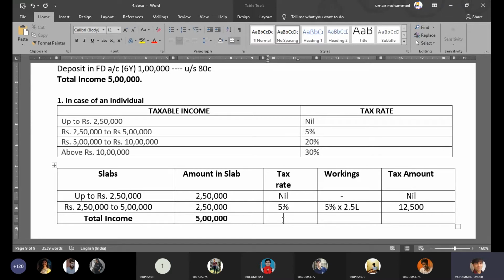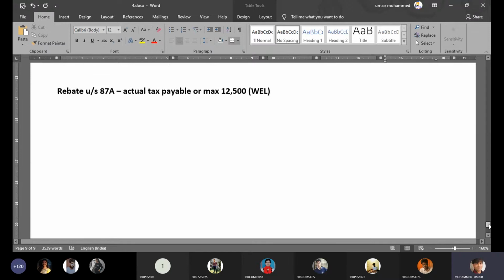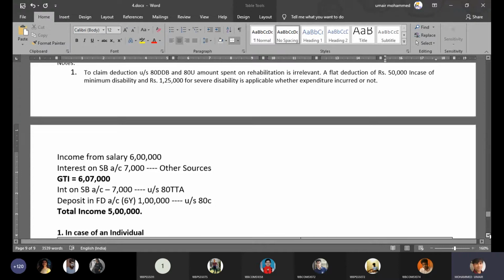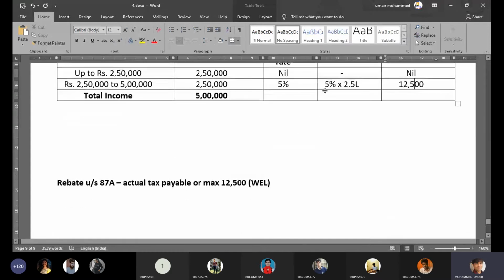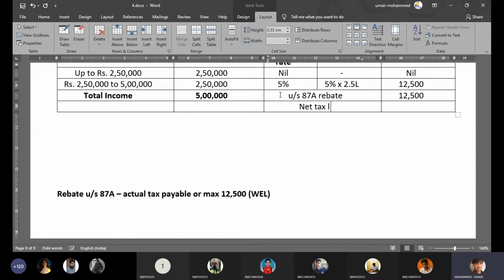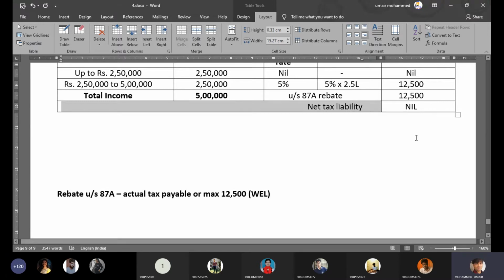Okay, so the next step is to calculate the tax, which we have done here. Tax is 12,500. Am I eligible for rebate? The answer is yes. When your total income is up to 5 lakhs, you are entitled for a rebate. So what is the rebate? Rebate is the actual tax payable or maximum 12,500, whichever is less. My tax payable is 12,500, and the maximum is also 12,500. That means under section 87A, my rebate is 12,500. So my net tax liability is nil, because my entire tax of 12,500 qualifies for a rebate under section 87A.